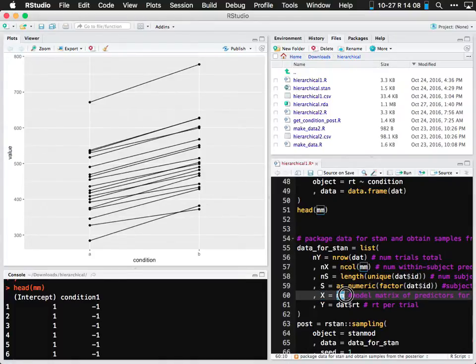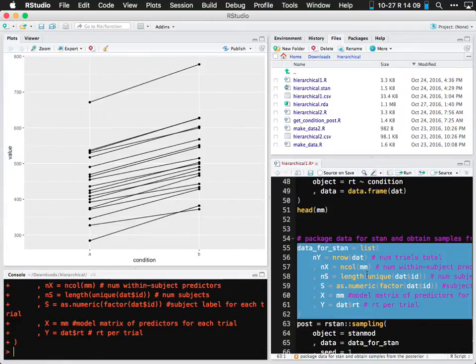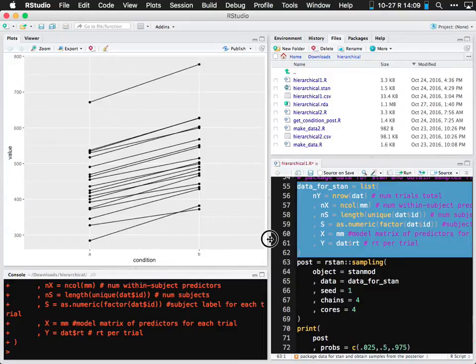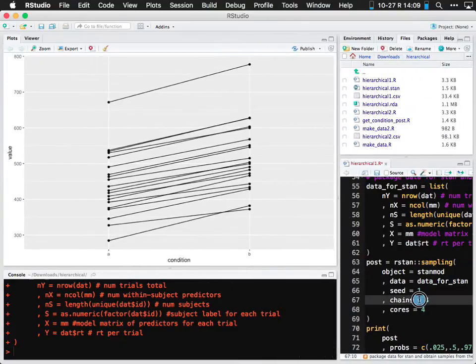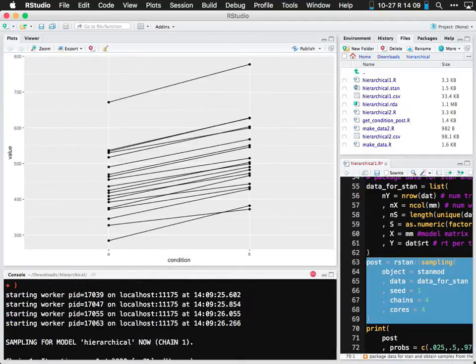X is that model matrix that we created, and Y is the column of outcomes. And again, because we've created code inside the Stan file to scale this, we don't need to do any scaling in R here. So, can define that, and I'm going to pull that over. I think I had you guys change this to chains equals 4 and cores equals 4. That will run and sample.